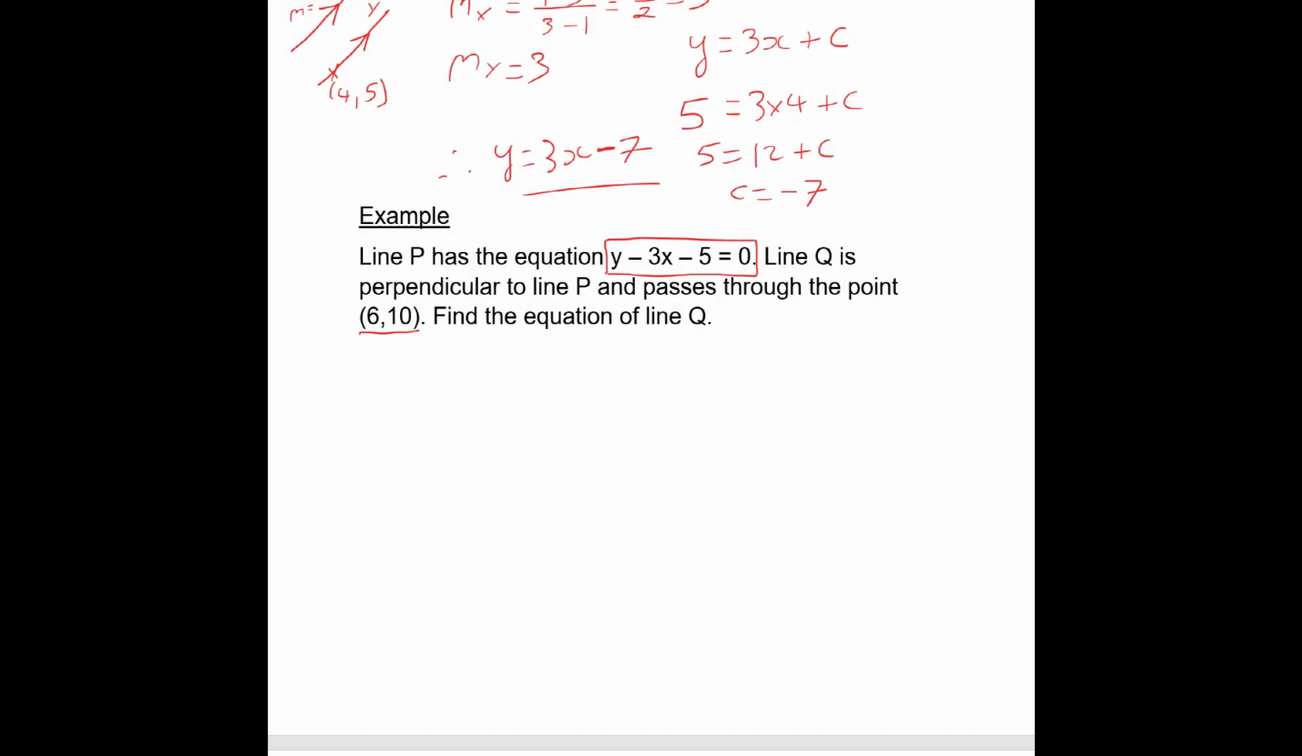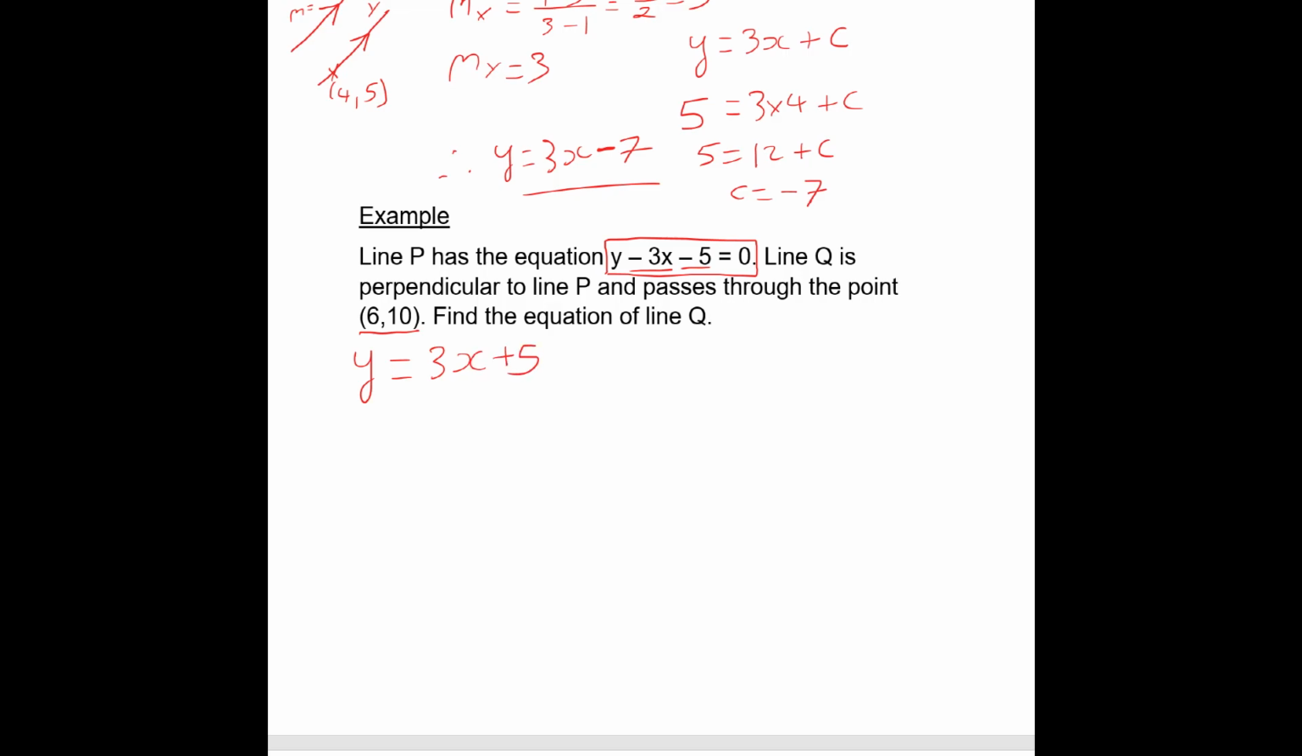This is probably the hardest type of example you could see. Line P has the equation y minus 3x minus 5 equals 0. Line Q is perpendicular to line P and passes through the point 6, 10. We want to find the equation of line Q. The first thing we need to do is write down the equation of line P in the form y equals mx plus c. To do this, I'm going to add 3x and 5 to both sides. This will give me y equals 3x plus 5.